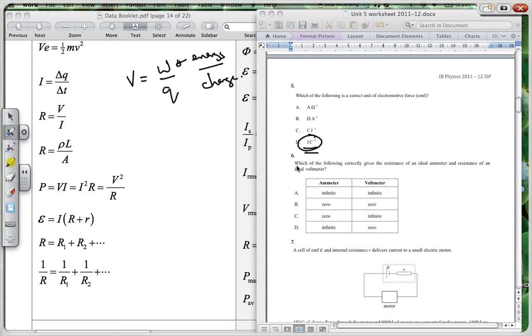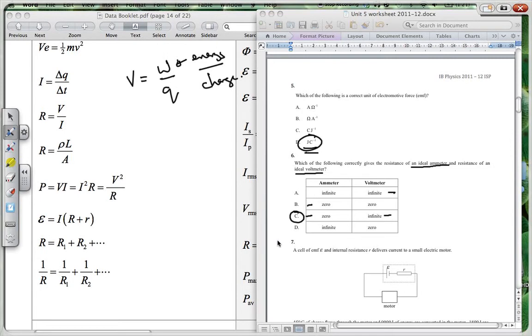Question 6. Which of the following correctly gives the resistance of an ideal ammeter and the resistance of an ideal voltmeter? Well, we had a look at that before. An ammeter is always in series, and therefore you want zero resistance, so either here or there. A voltmeter is always in parallel, so you don't want any current to really go through the voltmeter, so it needs to be infinite. So it's this over here, so it's going to be C.